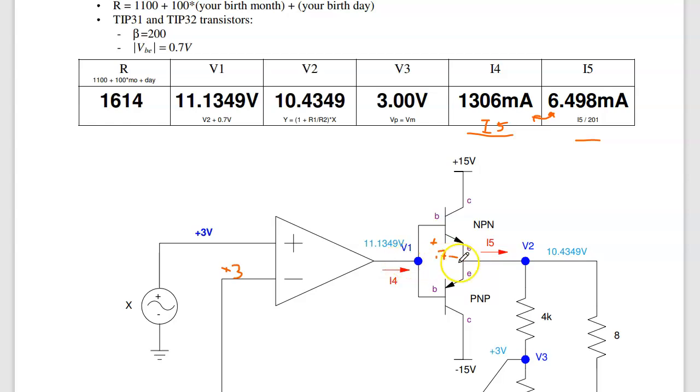And then the current over here, this is the emitter current. The base current is the emitter over beta plus 1. It'll be this divided by 201. So again, this is I5, this is I4.